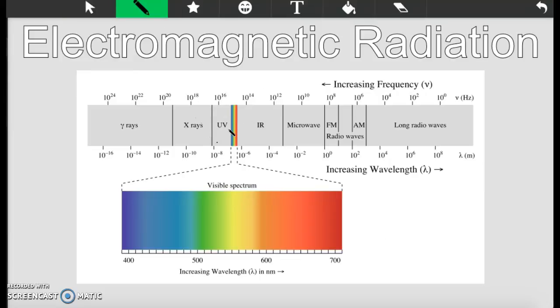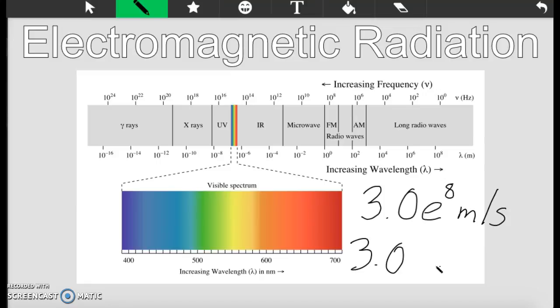Now, speed of light is speed of light. Radio waves, microwaves, infrared, UV, visible, X-rays, gamma rays, they all travel at the same speed: 3.0 e to the 8th meters per second. Sometimes people will write it like this, 3.0 times 10 to the 8th meters per second. I prefer the E notation just because it's fewer things to write, but whatever you're comfortable with. That's why it's an inverse relationship. As frequency goes down, wavelength goes up.